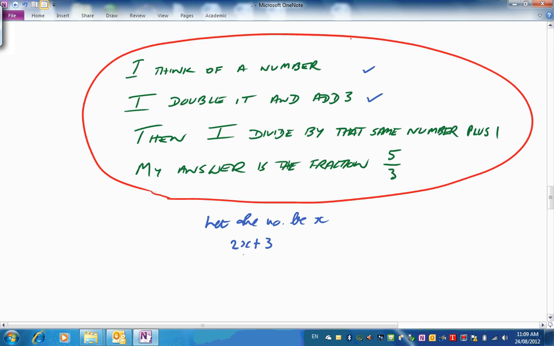Then I divide by that same number. So that's x plus 1. So, I'm doing this, and the answer is a fraction 5 over 3. Question is, can you solve that puzzle? And that's what this next presentation's about.